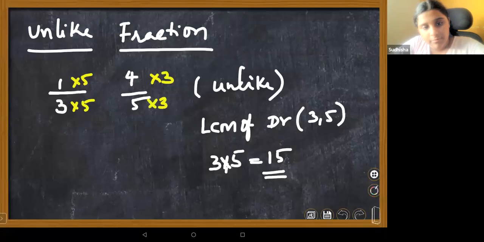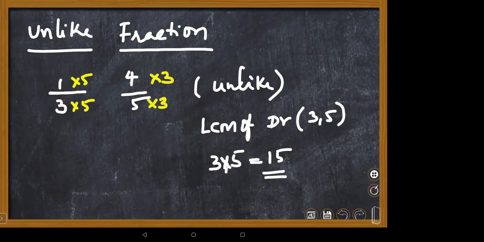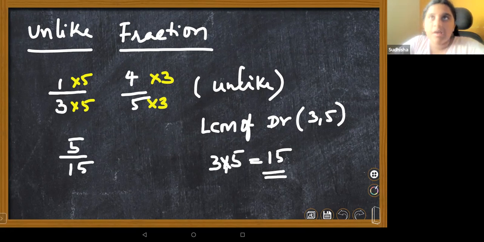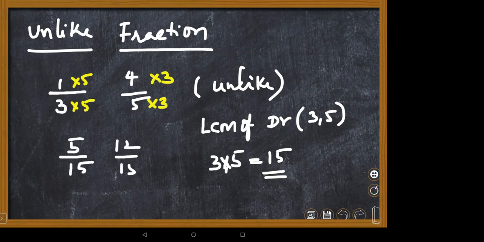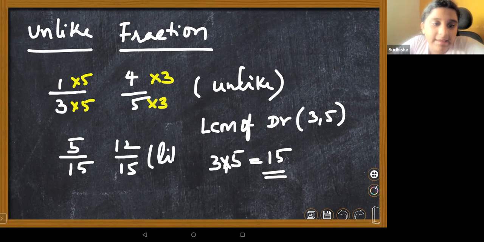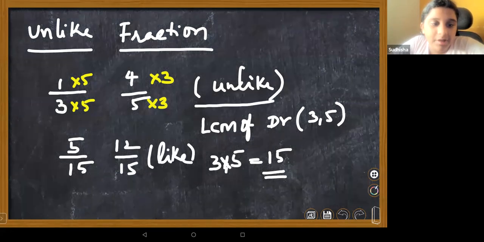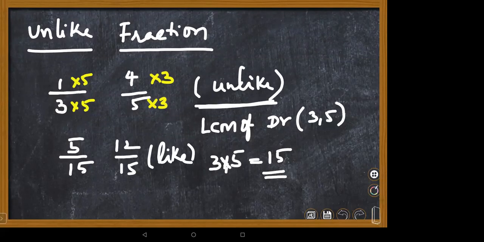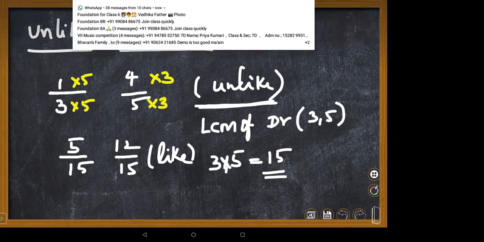What are the resulting fractions, children? 1 5 is 5, 3 5s are 15. Now 4 3s are 12 over 15. Is it like or unlike? Ma'am, now it is like. Ma'am, the operation we can do when it is like fractions. Yes, exactly true. You are correct. Wonderful. We do operations only when it is like fractions. So unlike means we can't do any operation.